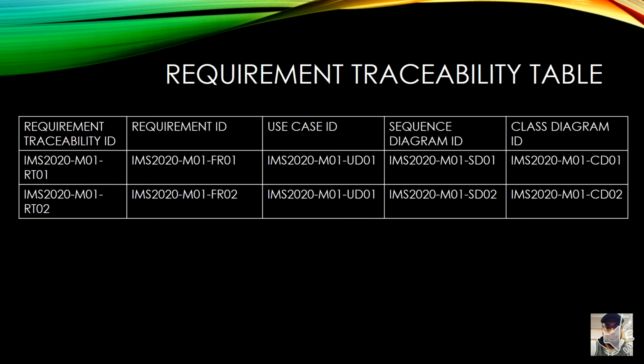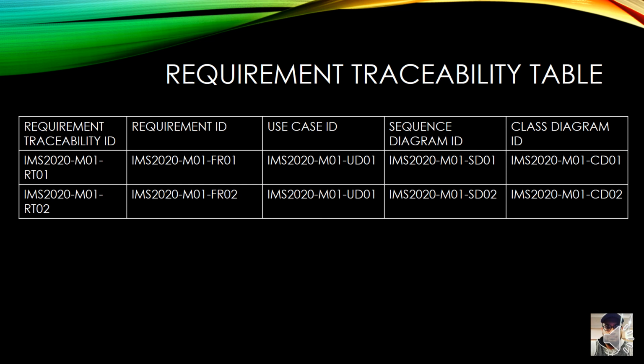Okay, this is an example of a requirement traceability table. There are certain elements that you need to consider first. First is the requirement traceability ID. The reason is, if you say this ID, you will know which requirement ID is referred to which use case ID, which sequence diagram ID, and which class diagram ID. So this will make sure all the requirements have been met. And furthermore, in an SRS document, where there are a lot of diagrams such as use case, sequence, and class diagrams, this will enable us to go to the specific requirements, use case, sequence, and class diagram.